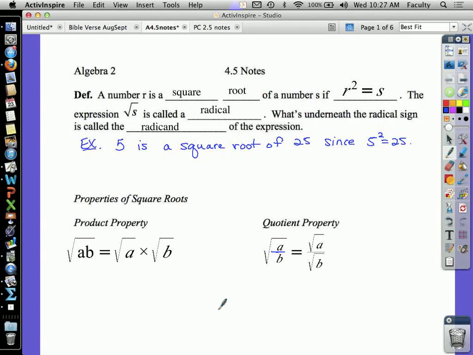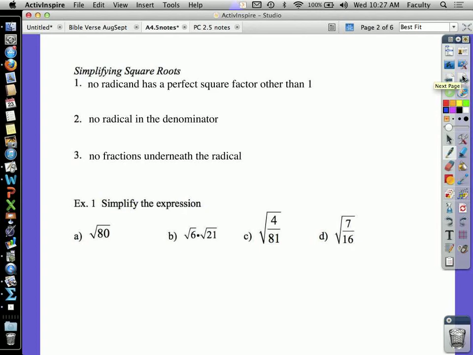Then we have 3 rules for simplifying square roots. And here they are. Number 1, no radicand has a perfect square factor other than 1. No radicand has a perfect square factor other than 1. Well, something we might want to talk about is what is a perfect square factor? Perfect square factors are numbers like these: 1 squared, 2 squared, 3 squared, and so on.